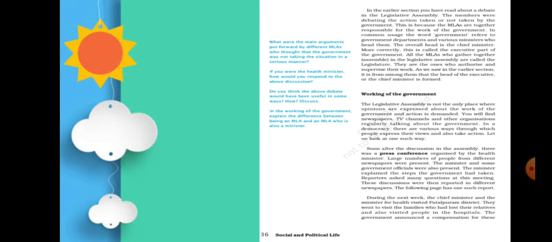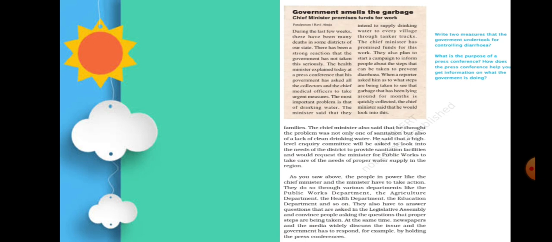The people in power, like the chief minister and the minister, have to take action through various departments like the public works department, the agricultural department, the health department, education department, and so on. Through these departments, the ministers take decisions and actions, and they also have to answer questions that are asked in the legislative assembly and convince the people asking the questions that proper steps are being taken. So these ministers are responsible for all the actions they take in front of the public.